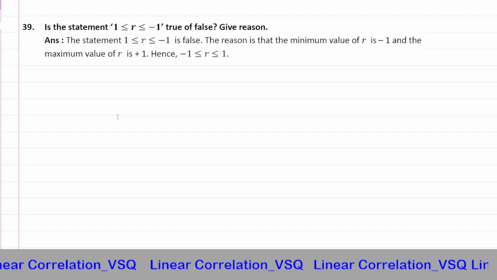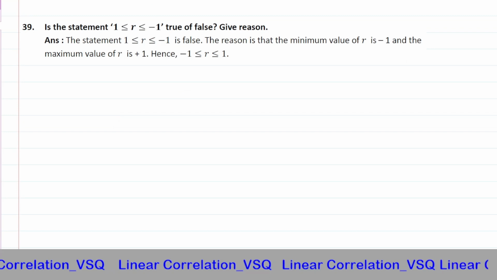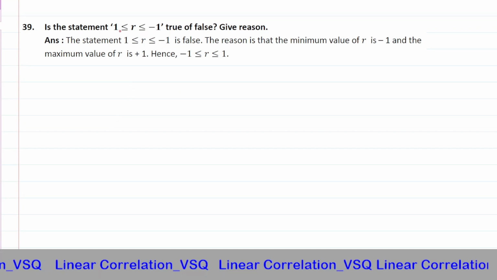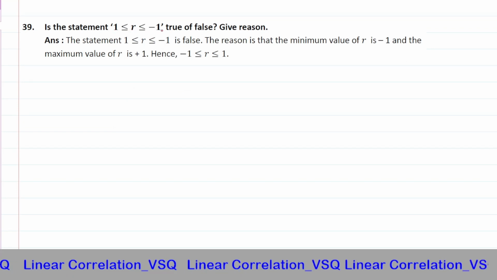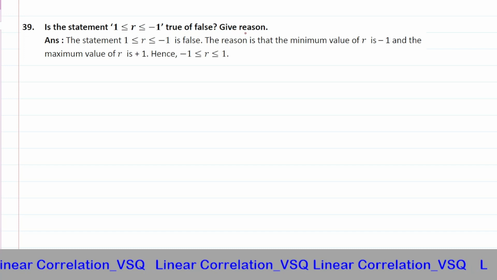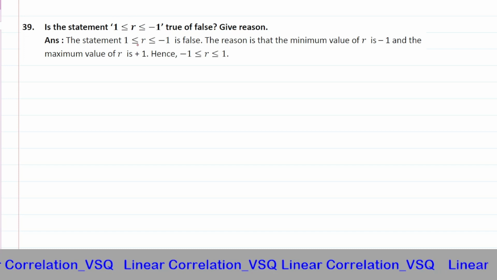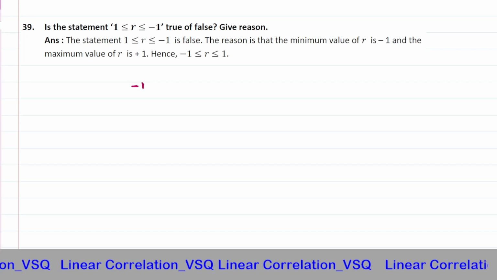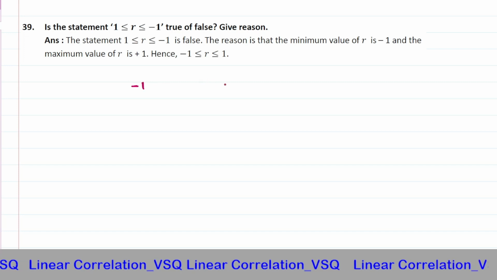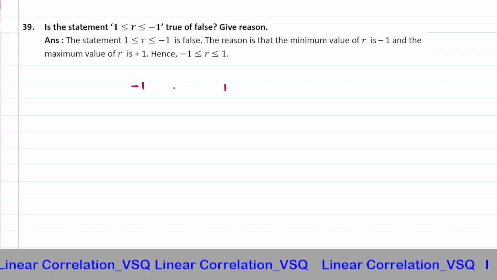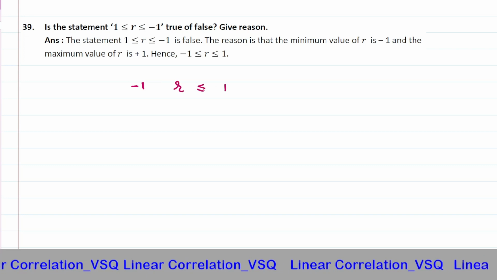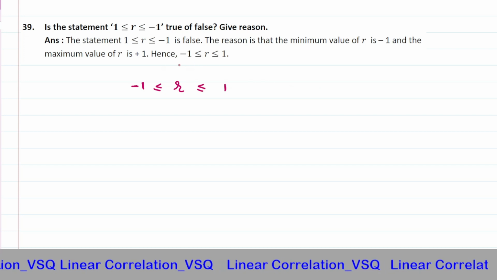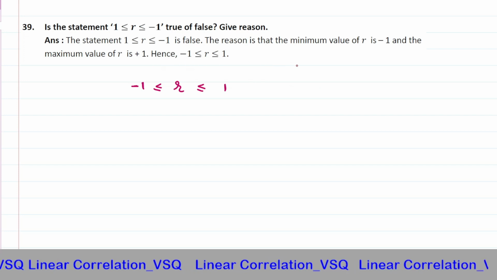Question 39. Is the statement 1 < r ≤ -1 (or 1 ≤ r ≤ -1) true or false? Give reason. It is a false statement because the minimum value of r is equal to -1 and the maximum value of r is equal to +1, and r always lies between -1 and +1. So this statement is false.